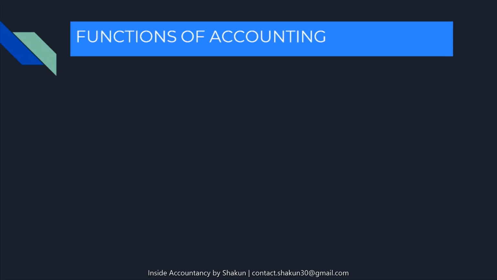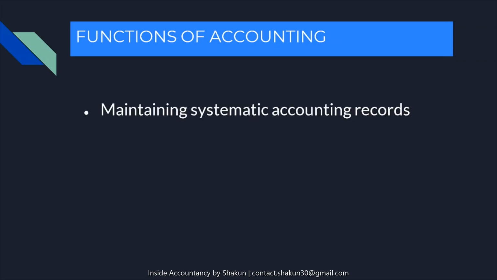Now, you will notice when I talk about the functions of accounting, a lot of points will be repeated because the characteristics of accounting and the objectives of accounting will be incorporated in the functions of accounting. The first function of accounting is maintaining systematic accounting records. So the primary function of accounting is to have proper records of each and every transaction and event that happens in the business. So the accounting records, obviously, which are made following the accounting principles, rules, and concepts, must have a proper record of all the transactions and events.